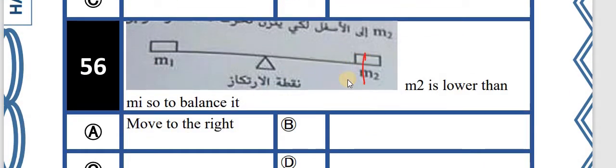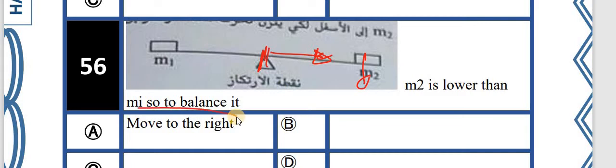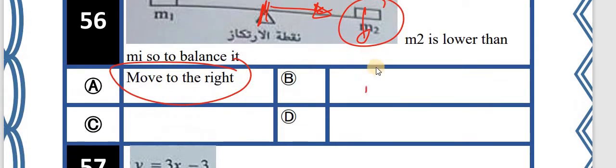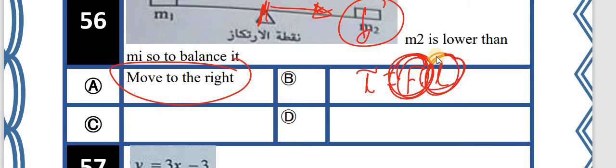Here M1 is lower than M2, so M2 is heavier than M1. To be balanced, we have to move the fulcrum toward M2, so to the right, moving the standing point to the right, because the right one is heavier. Remember that torque equals F times L, so force and distance are inversely proportional. More weight means less distance.